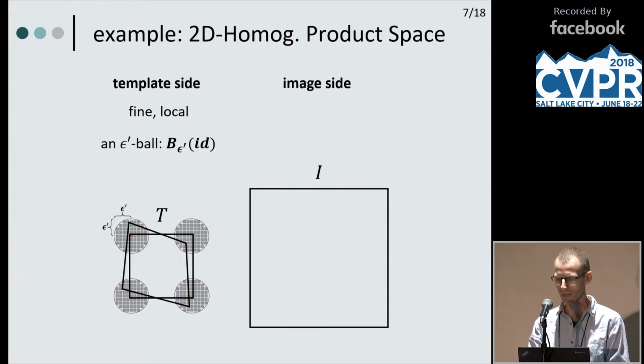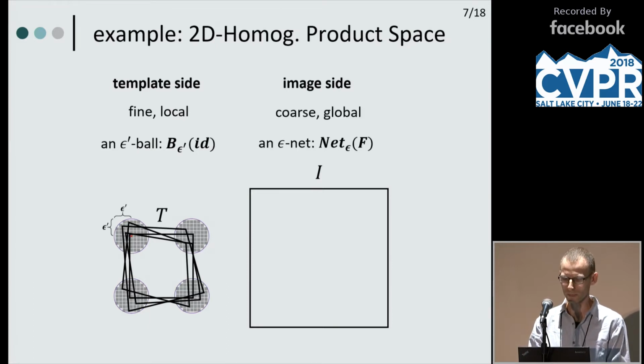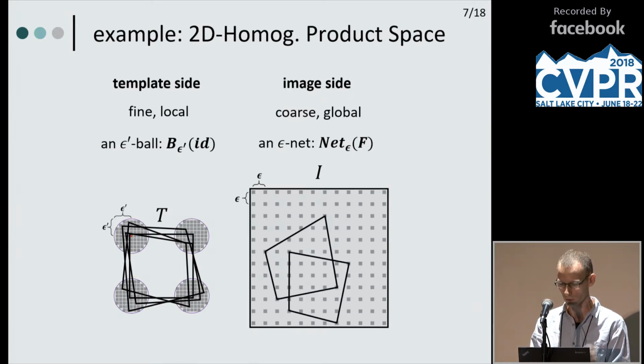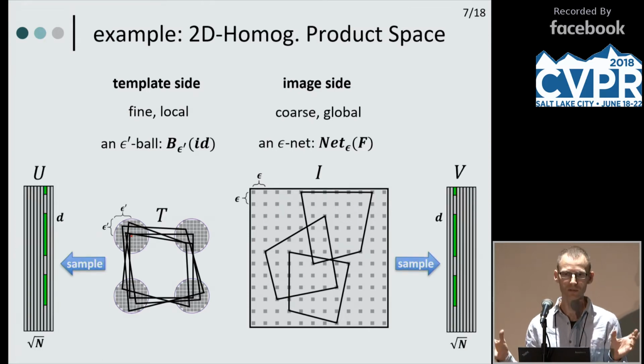On the image side, we take a coarse and global sampling, an epsilon net of samples that covers the entire space up to a resolution of epsilon. So here we take a 2D grid of resolution epsilon, and we take the samples given by the quads whose corners reside on this two-dimensional grid. This gives us the two sets of samples, U and V, and one thing that we have to make sure is that they are balanced in terms of size. So we want them both to have a size of approximately square root of N, and this is done by tuning the resolution parameter epsilon.